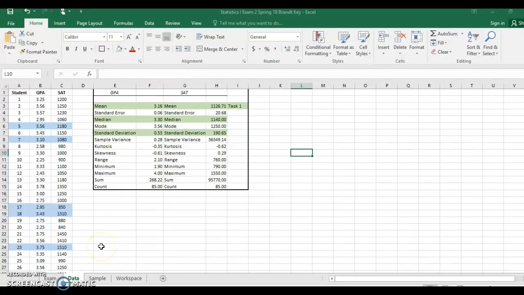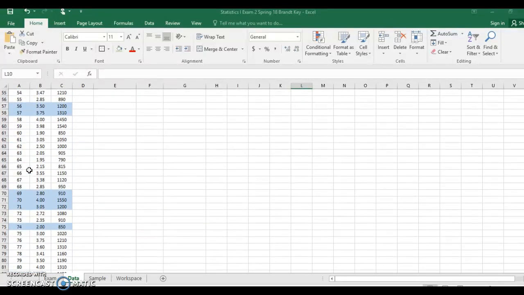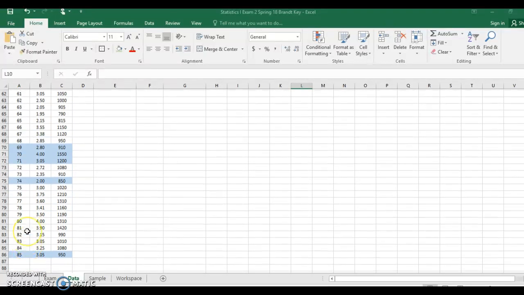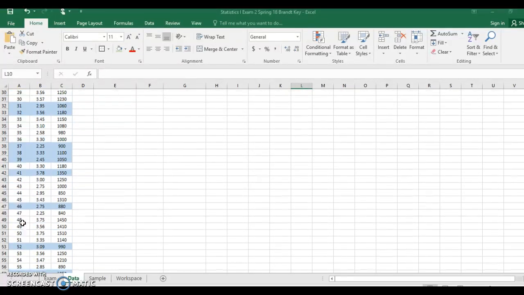In task 2, we were to use the random number table in the back of the textbook, and I just chose row number 20, and row number 20 produced the student numbers that I have highlighted here in blue. And the task was to come up with 20 randomly selected students out of this group.